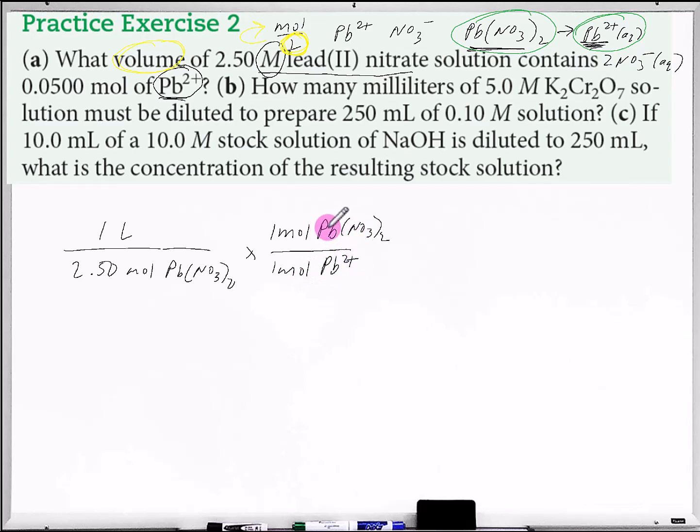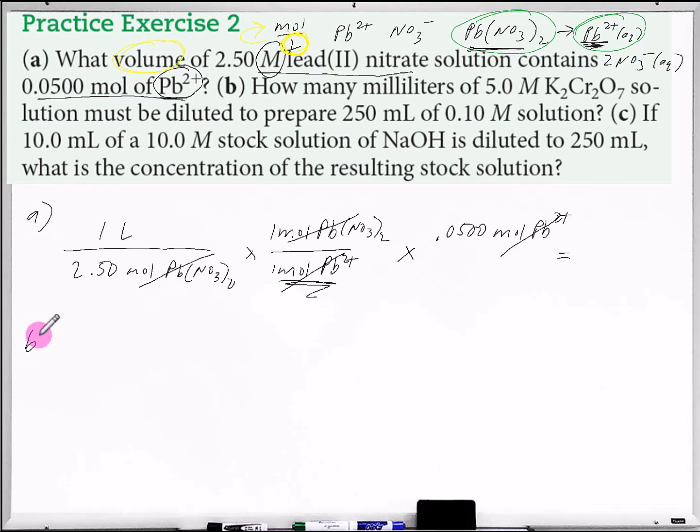So those cancel. And it's saying how much volume has 0.050 moles. So we're going to use this to cancel out this unit. So we'll put 0.050 moles of Pb2+ here. So those two cancel. All right, so that's A.